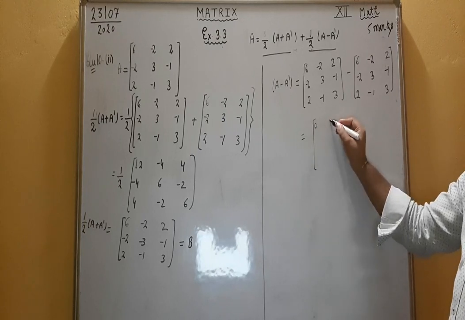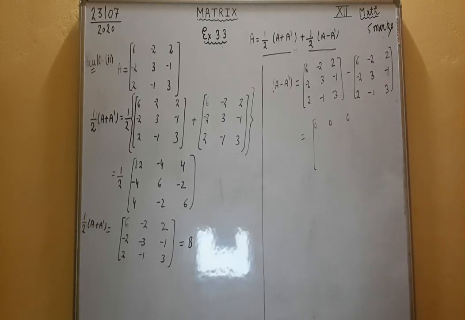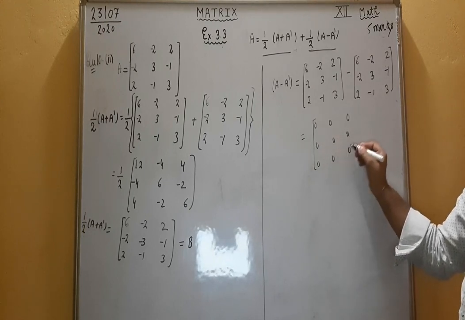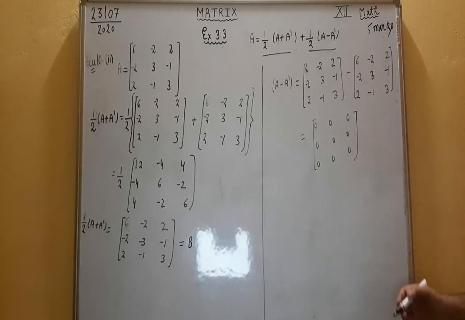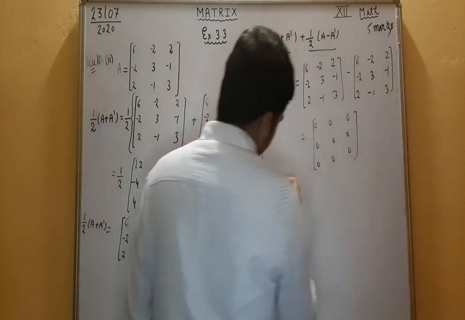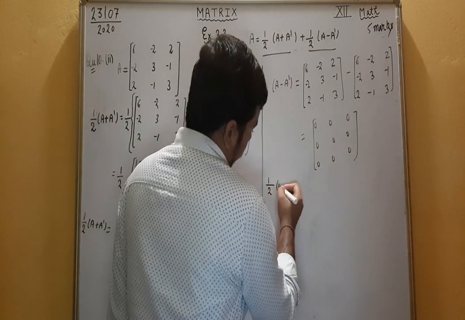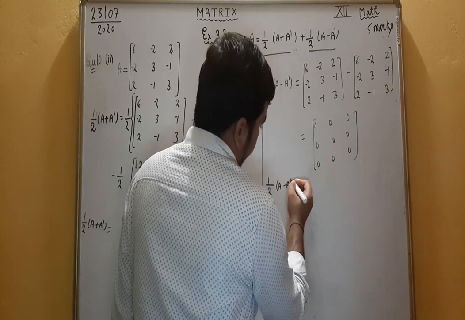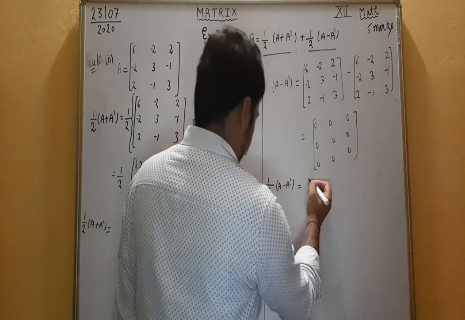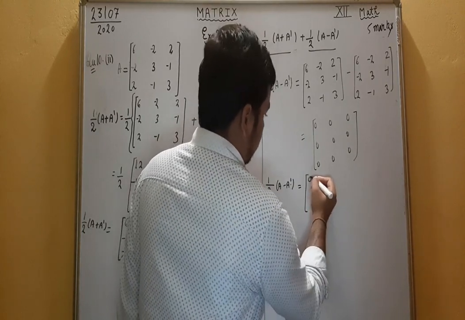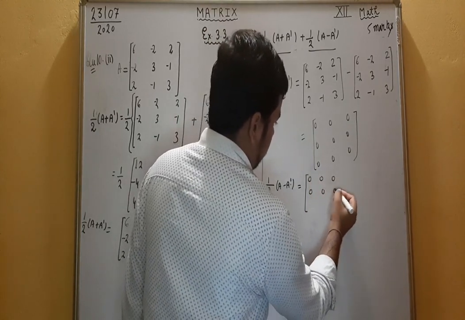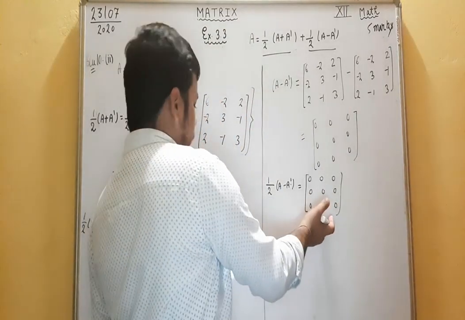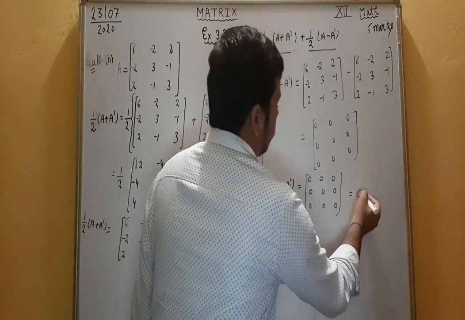I think all entries become 0. 6 minus 6 is 0, minus 2 plus 2 is 0. All entries will be 0. Okay. So half of A minus A dash is 0 0 0 0 0 0 0 0. Right? And this is a skew symmetric matrix. You can prove it easily. Let us take it equal to C.